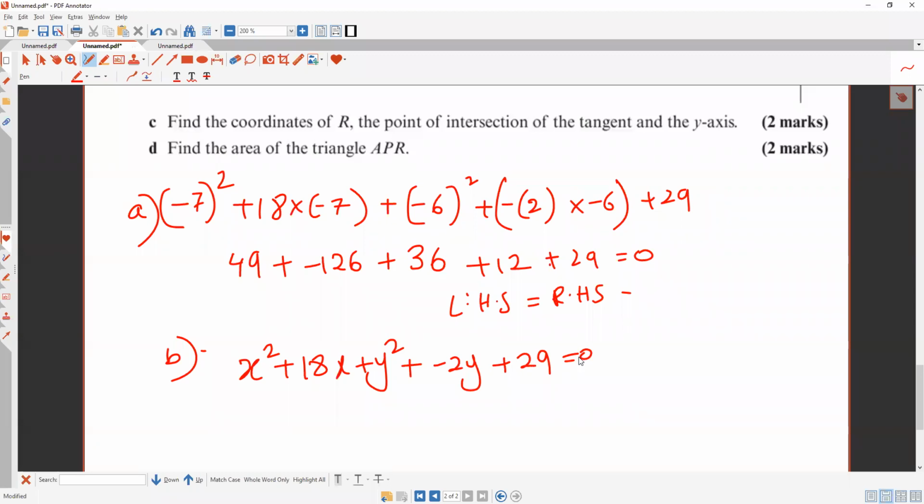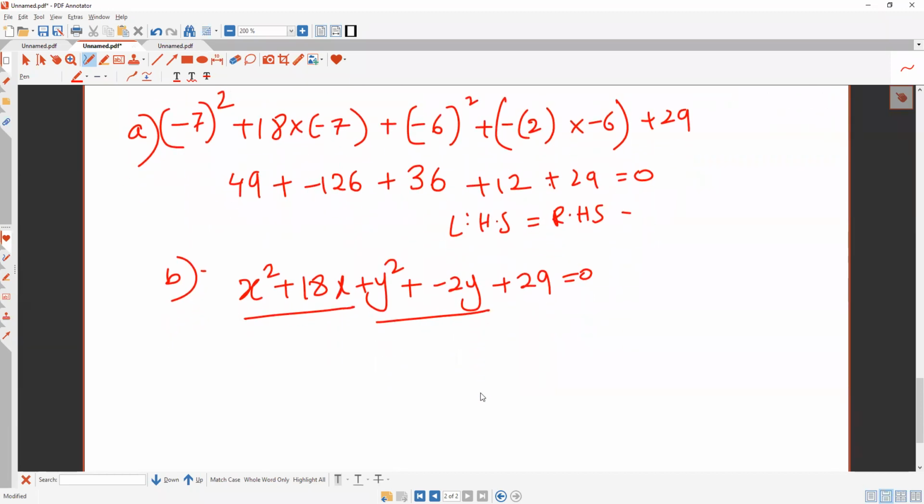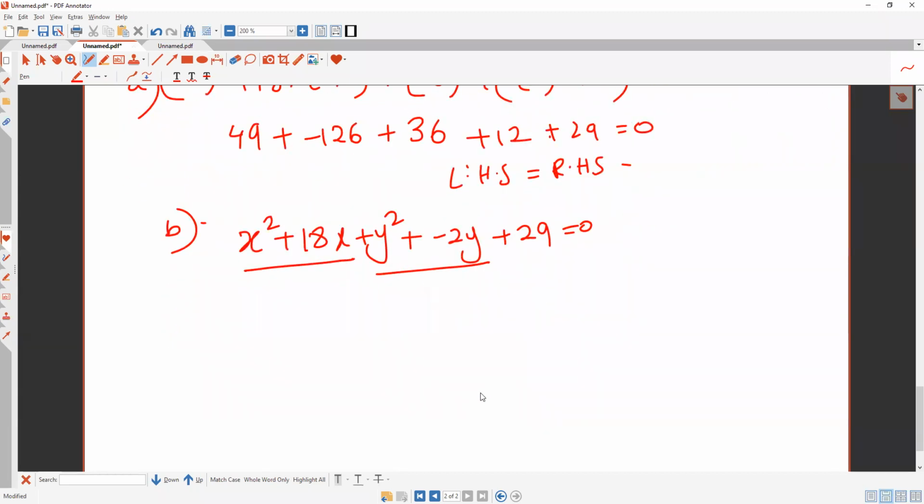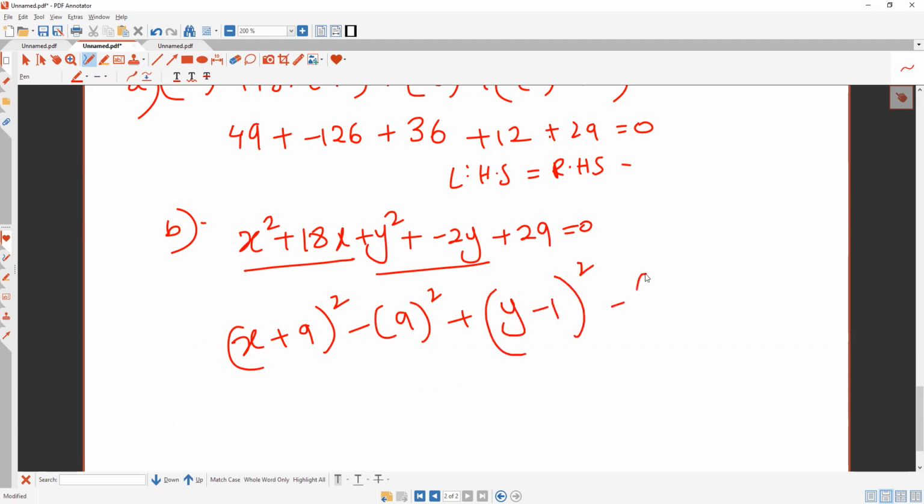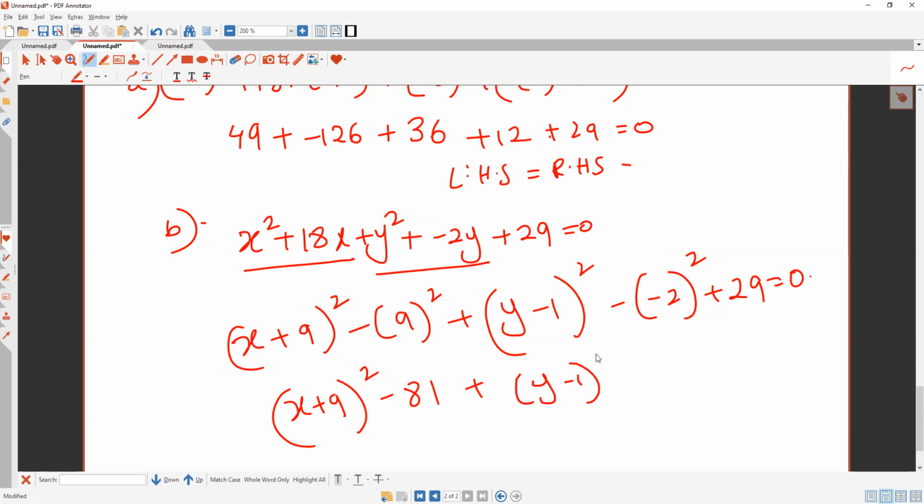Is this clear? Now, let us do the completing the square method of this. If I do completing the square method of that, can we write x plus 9 whole square minus 9 whole square plus y minus 1 whole square minus of -2 whole square plus 29 equals 0? Okay, so all of you got something similar? Let me know. And if you didn't understand any step from here, let me know as well.